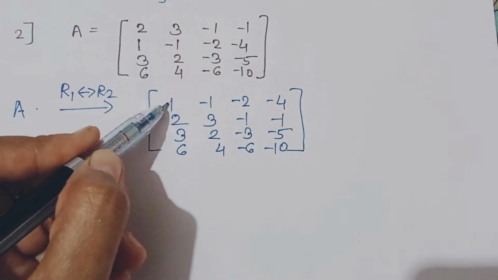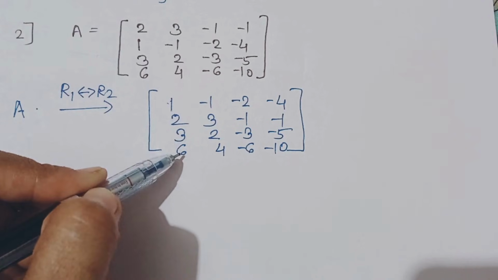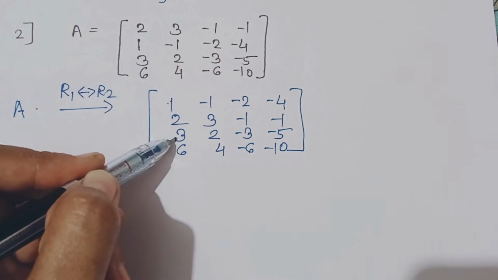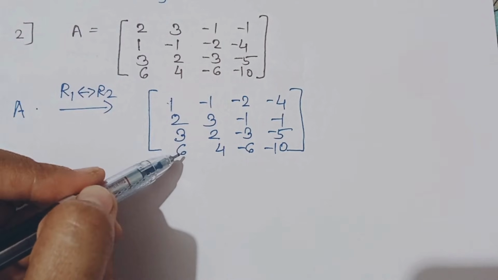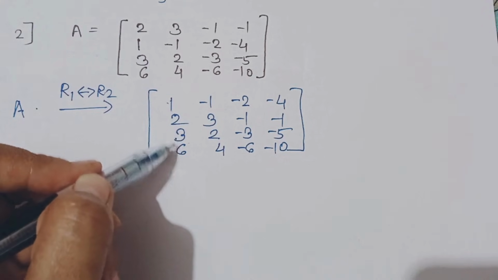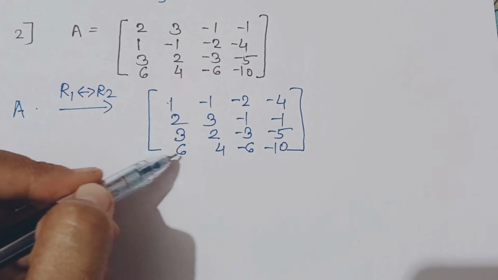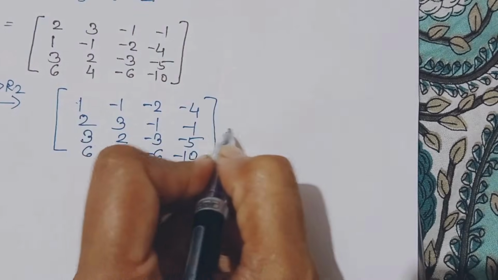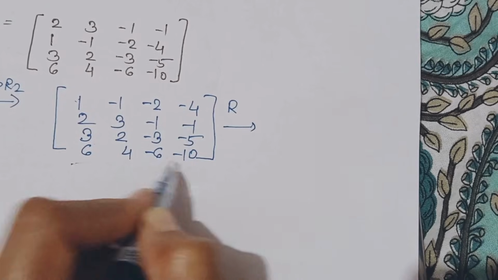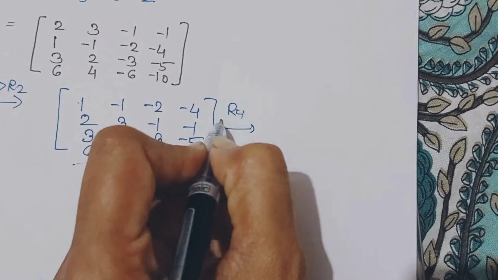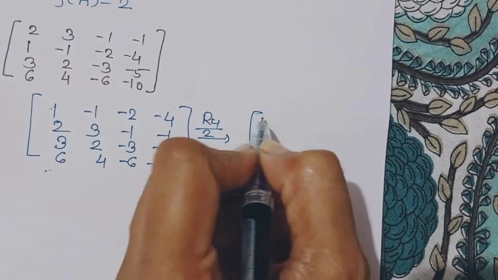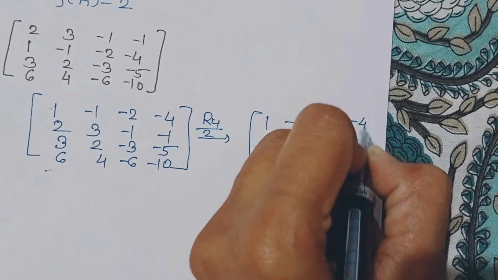Okay, so this is 1. We have to make 0, 0 and 0 here. We can clearly say that R4 is a multiple of R3, that is, R4 is equal to 2 times R3. So we can take 2 common in R4, or we can divide R4 by 2, we get R4 as, which is the same as R3.